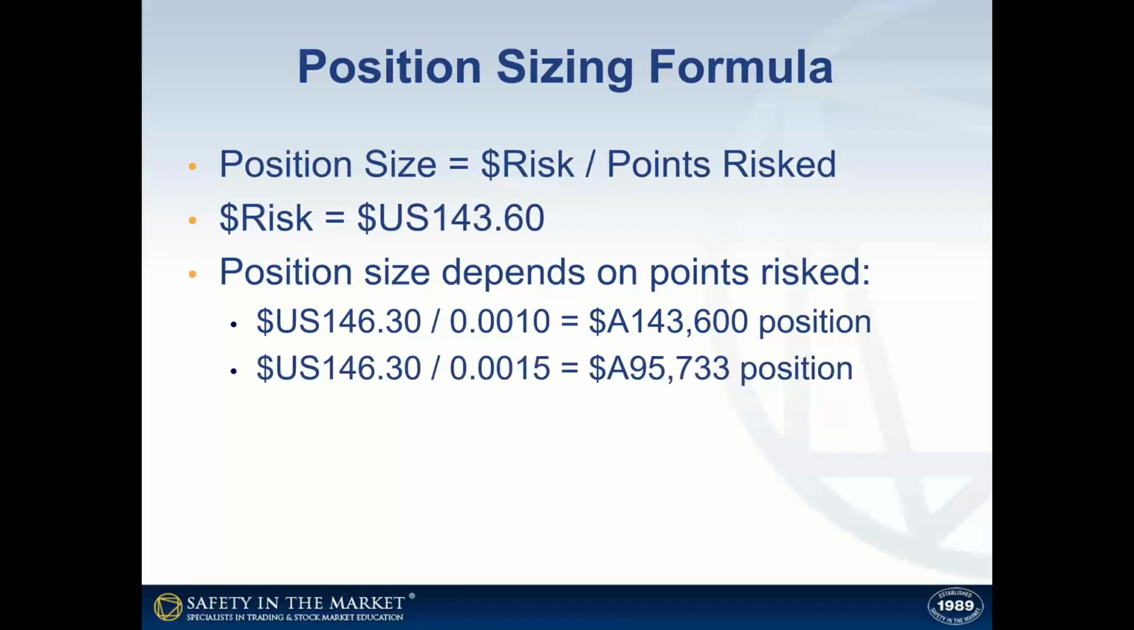If the risk was 15 points, well, 146.3 divided by 0.0015, we could take a position size of 95,733 Australian dollars. Can you see already, as soon as we start increasing the number of points that we're risking, our position size comes down for the same amount of dollar risk? That's one of the most important things that you need to learn as an FX trader. The closer that you can get into the turns means that the bigger position size you can take for the same amount of risk, which means that your reward to risk ratio grows and grows and grows.